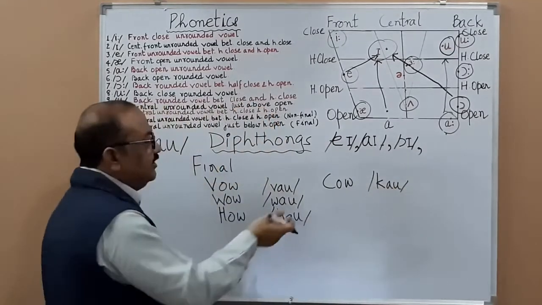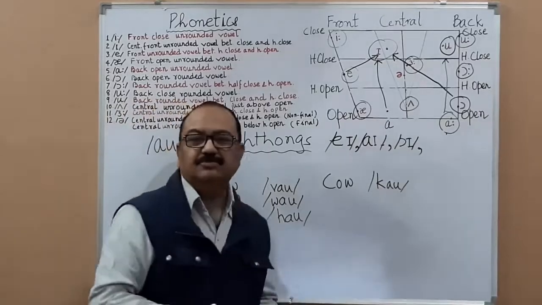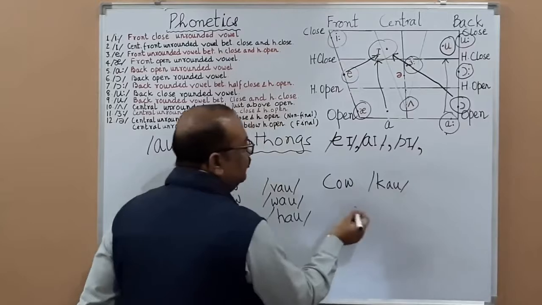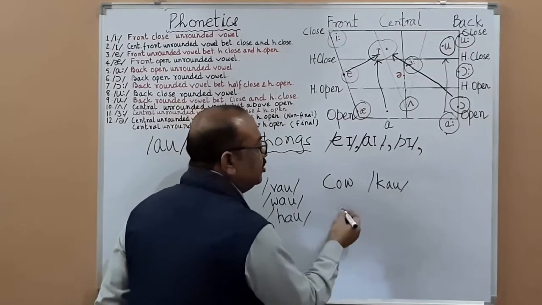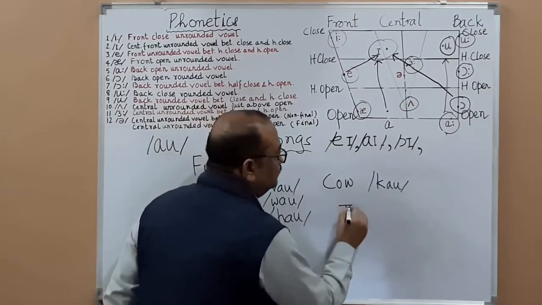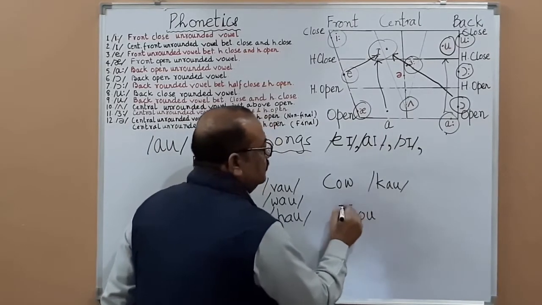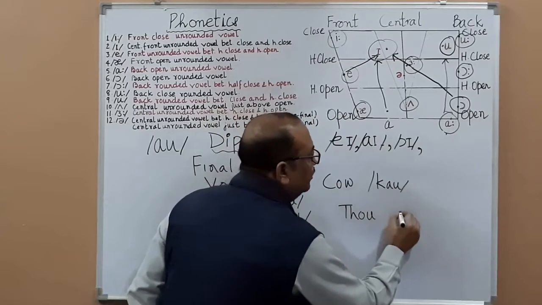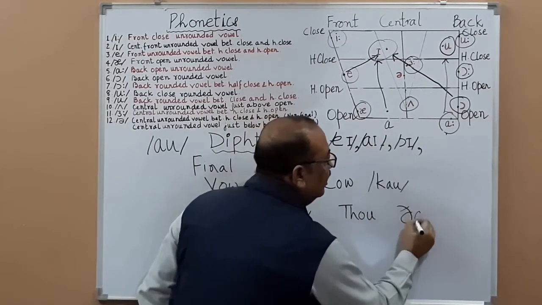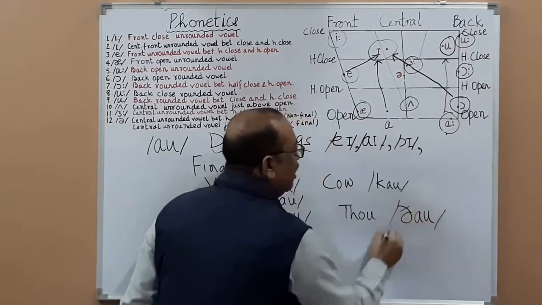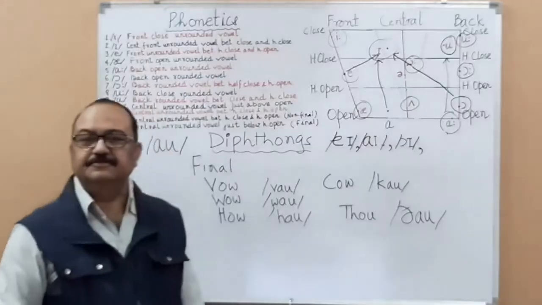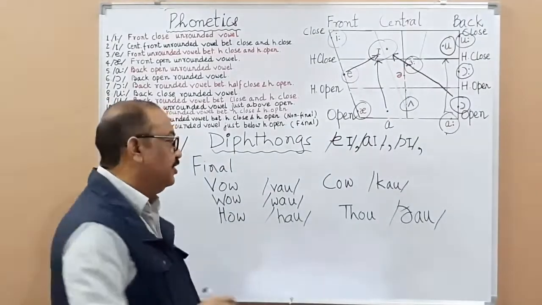You have so many words here. You can think of. Come on. Thou. Okay, good. This you find in Elizabethan poetry. You have read sonnets by William Shakespeare. Thou means you. First you write the, this is the. Then a, then you. Thou. Good. Loud.